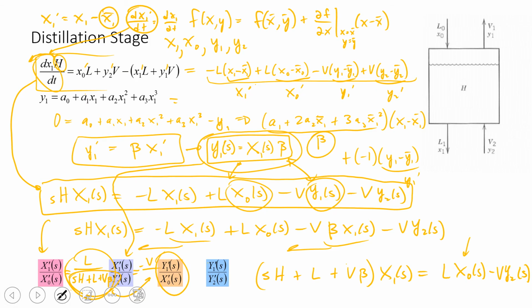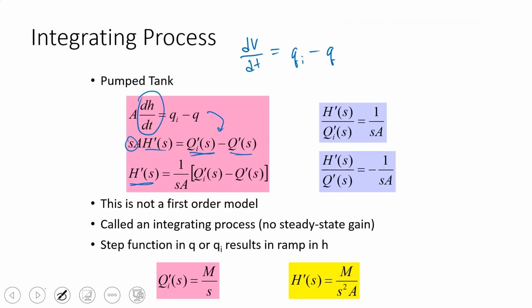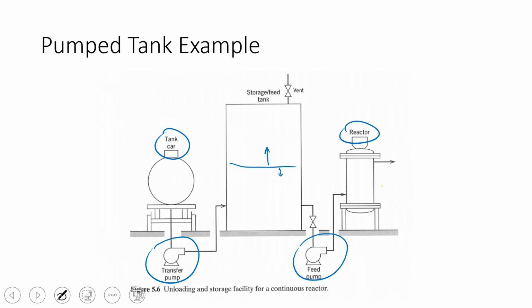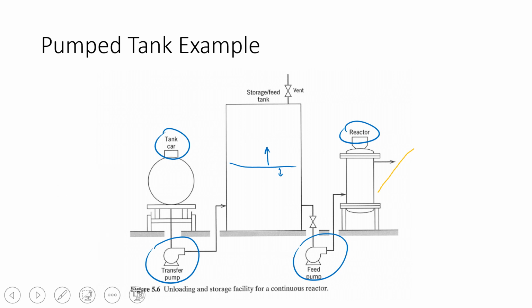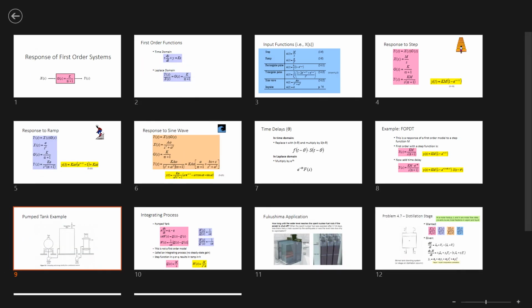So let me just review what we covered. We covered a little bit about first order systems and these transfer functions and how they respond to different inputs. Okay, let me turn off the pen. Let me come back up here.